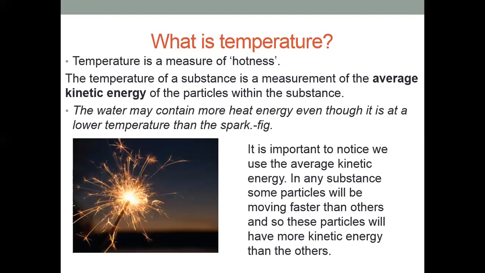We don't use just the kinetic energy, we use the average kinetic energy of the particles. In any substance, some particles will be moving faster than others. These particles will have more kinetic energy than the others. Remember, kinetic energy is the energy in motion. So when a body moves faster, that means that body has a higher temperature than the others.